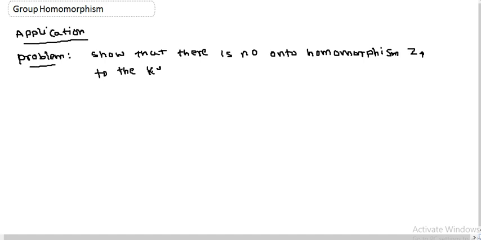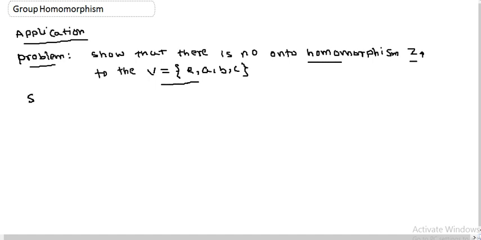Klein, K-L-E-I-N, I forgot the spelling though. So let me write down the group actually. The Klein 4 group, I think you remember the group V, which contains the 4 elements e, a, b, c. It says that there is no onto homomorphism from the group Z4 to the group V. V is the Klein 4 group, which contains the 4 elements e, a, b, c.